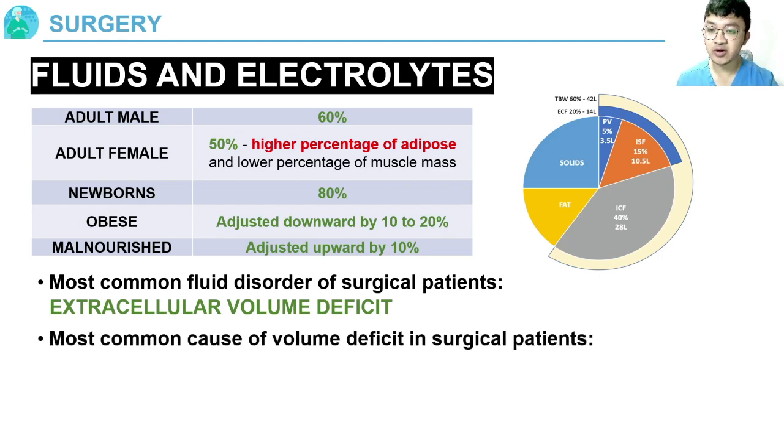Next, the most common cause of volume deficit in surgical patients is the loss of GI fluids, either by vomiting, diarrhea, nasogastric suctioning, or other types of enterocutaneous fistulas.